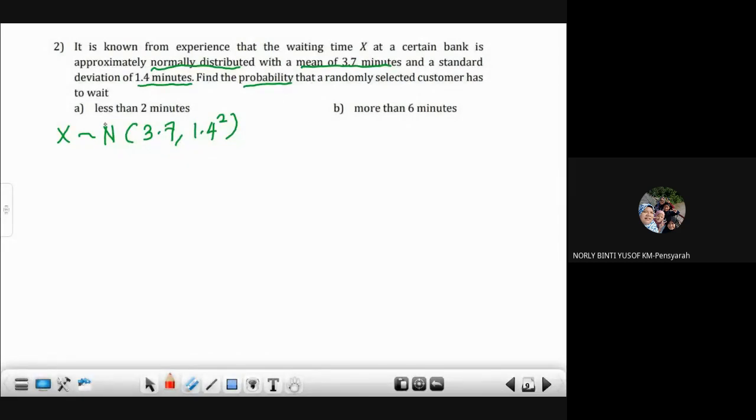So less than 2 minutes, simbol dia adalah probability X lesser than 2. Then dia punya unit SI pun samalah. So sama, that is you transfer your notation correctly, then standardize.